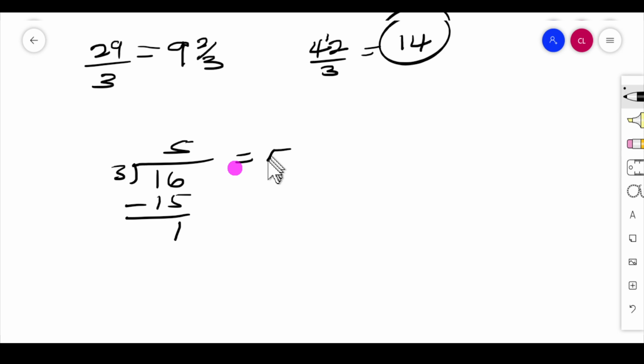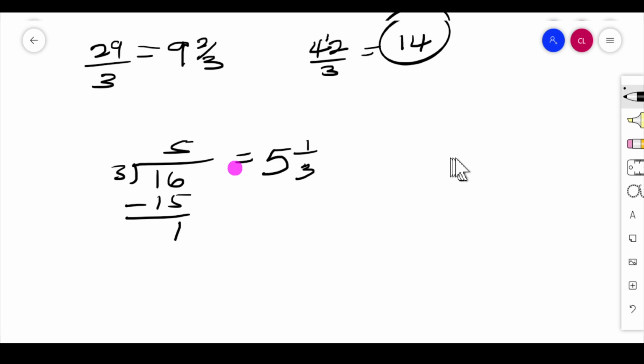this would be really what? 5, the whole number here, 5 whole times. Remainder becomes our what? Numerator, and then our divisor becomes our denominator. Seeing that for the first one.